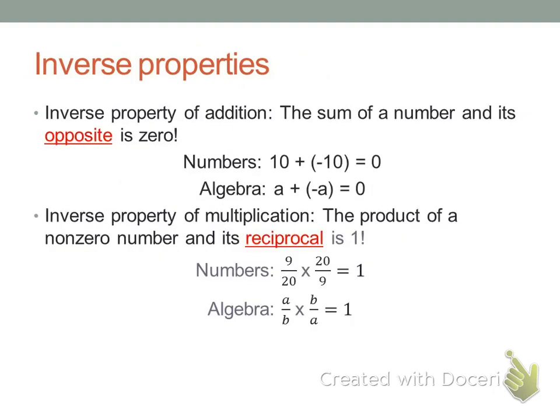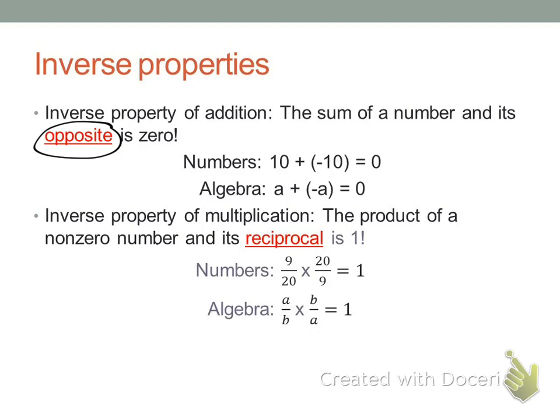All right, now our third property is going to be the inverse properties. When we think inverse, we think opposite. So take any number and add its opposite, and your answer will be 0. What's the opposite of 7? Negative 7. So 7 plus negative 7 is 0. 5 plus negative 5 is 0. Negative 20 plus 20 is 0. Take any number, combine it with its opposite, and the answer will always be 0.